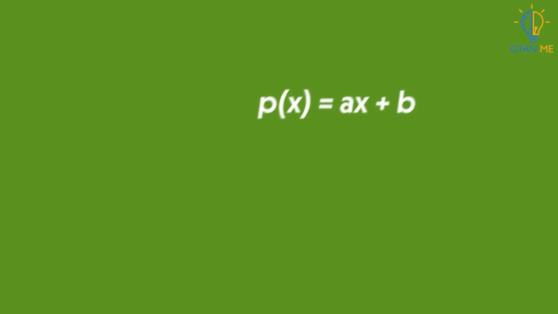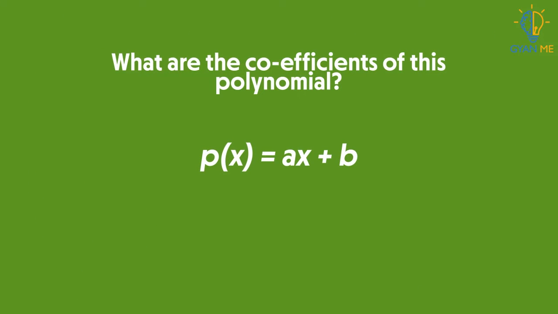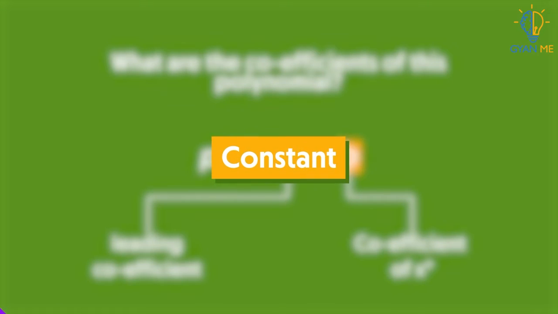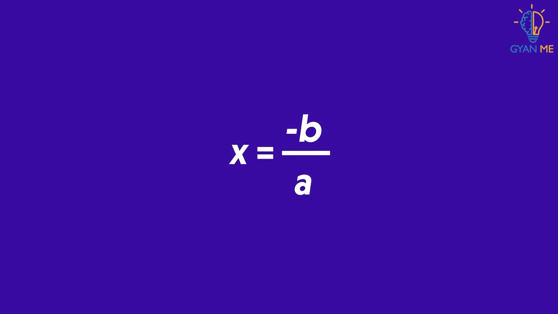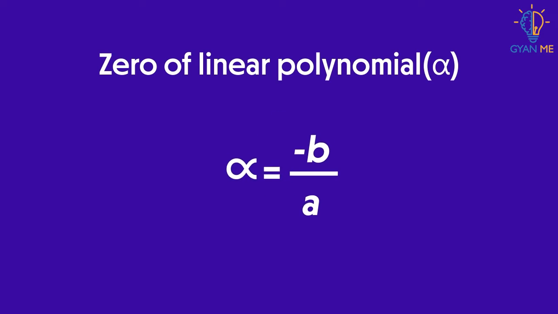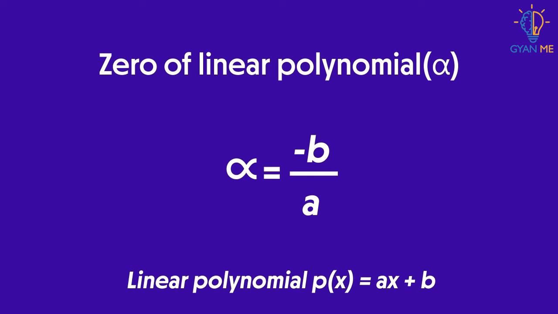Now tell me, what are the coefficients of this polynomial? Yes, exactly, a and b, where a is the leading coefficient and b is the coefficient of x raised to 0, also called the constant. From our previous equation, we can see that the zero of the linear polynomial is minus b upon a. Therefore, alpha is equal to minus b upon a. We can clearly see that the zero of a linear polynomial is related to its coefficients.